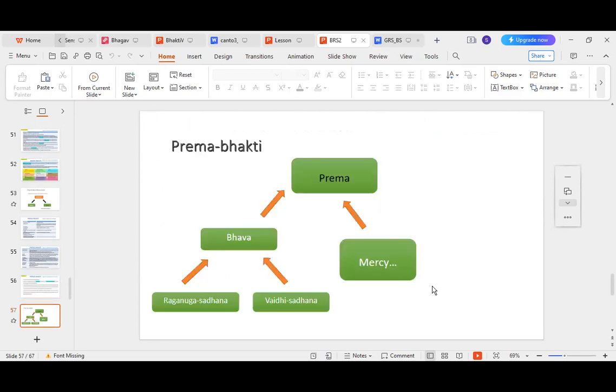So, in conclusion, we have seen raganuga bhakti, vaidhi bhakti moving to raganuga bhakti, from raganuga bhakti this bhava, and directly from mercy also we get this prema. So prema bhakti comes through bhava and mercy, through both kinds. Bhava requires association of pure devotees. Mercy also requires association of pure devotees. Both ways, we need association of pure devotees.